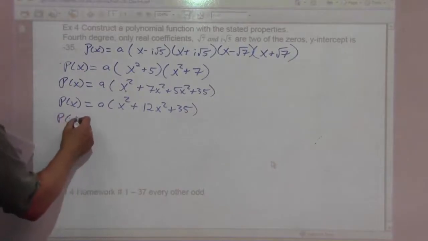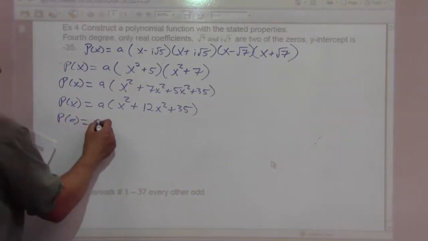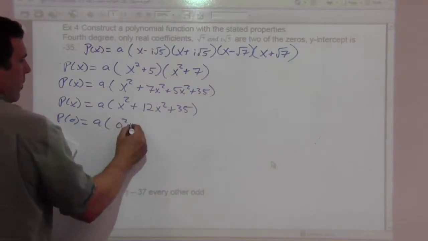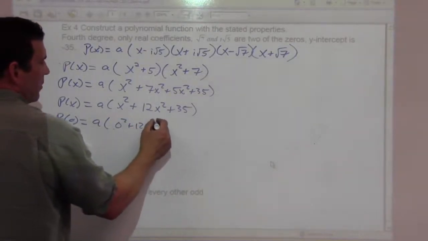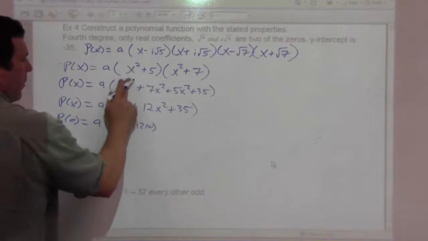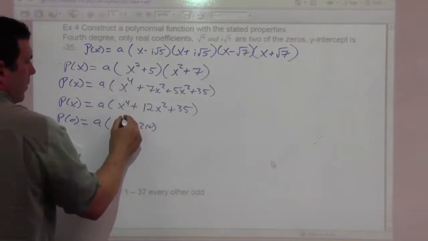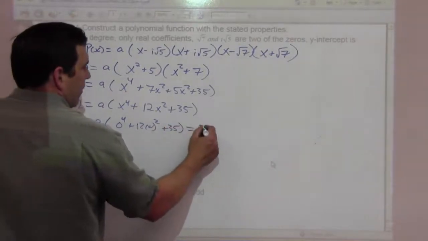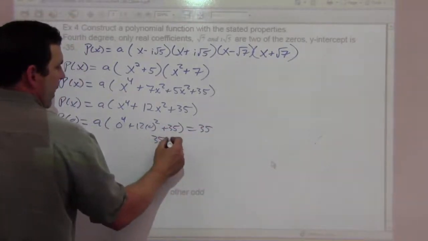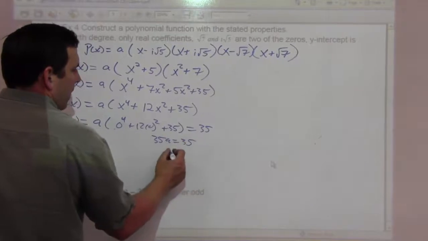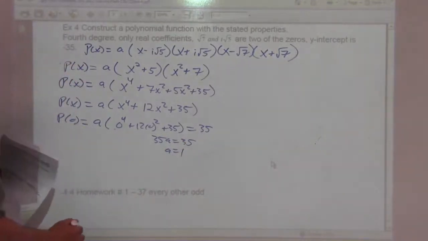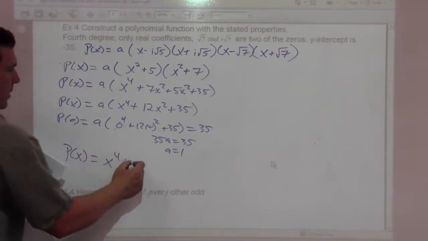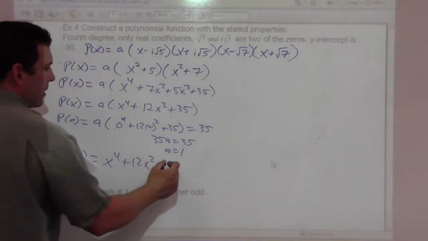Now P of 0 is going to be a times 0 to the fourth plus 12 times 0 squared. That's 0. All right, that should be to the fourth power. 0 to the fourth plus 35 needs to equal 35. So 35a is 35, and a must be 1. So our polynomial will just be x to the fourth plus 12x squared plus 35.